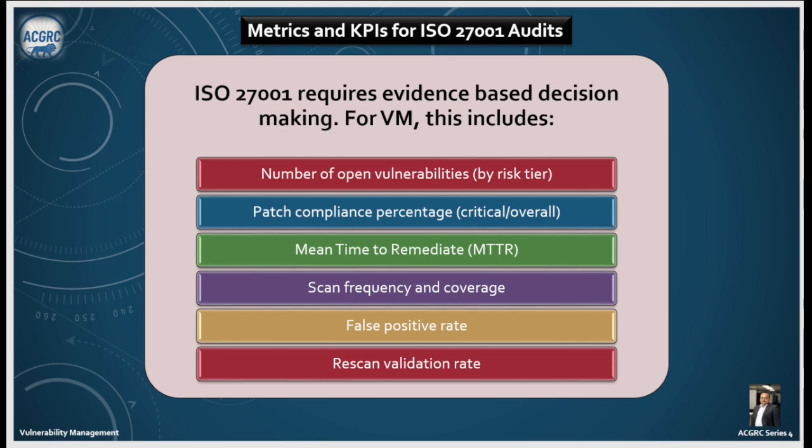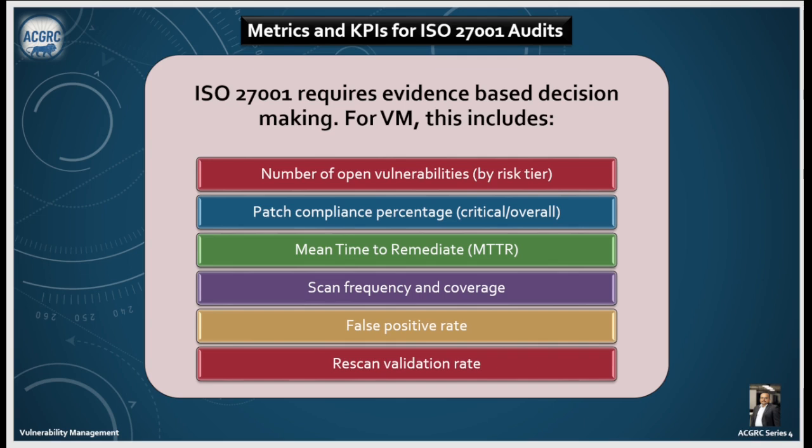Now let's look at the metrics and the KPIs for ISO 27001 audits. Why are metrics and KPIs important in ISO 27001? Well, metrics and KPIs, or key performance indicators, help answer two big questions. Is your information security management system working well? Or can you prove it during an audit? In simple terms, what gets measured gets managed, and what gets managed gets improved.